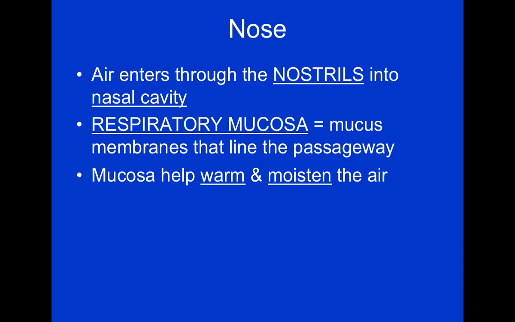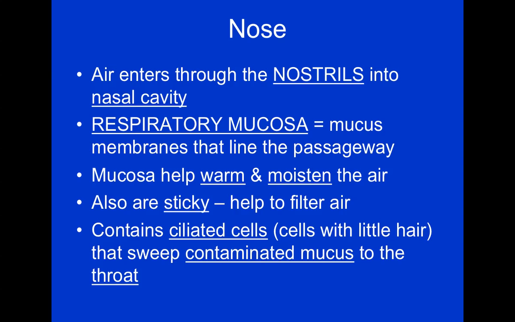This mucosa helps to warm as well as moisten the air. The mucosa are also sticky with the mucus secretions, and that helps to filter the air. On the surface are ciliated cells, and those are those cells with the finger-like hair on them. And what they do is they sweep any contaminated mucus to our throats. And what we do is throughout the day, as we swallow, we're actually swallowing mucus down to our stomach. And that may contain pathogens, dirt, whatever, but our stomach acid actually kills that for us.